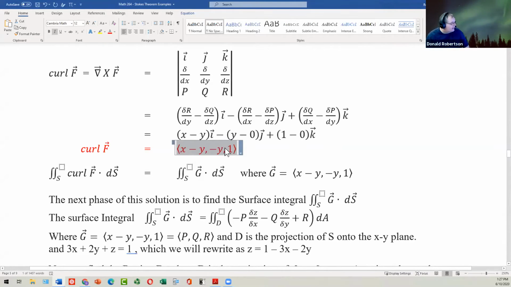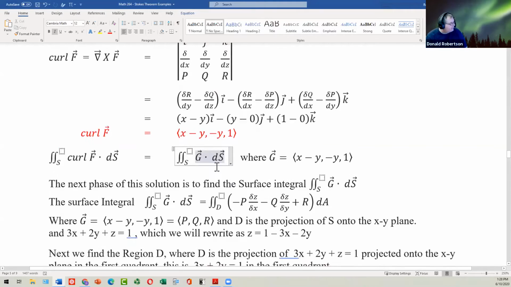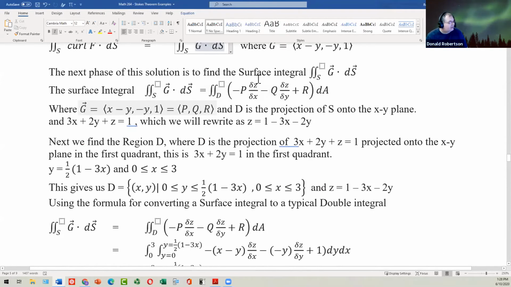So that guy there, I'm going to call him G. So this surface integral can also be written as this surface integral. It's just convenience. So the line integral has now been converted into a surface integral, this one here. The next phase is to find out what the surface integral is equal to. Well, the surface integral gets converted into a normal, good old-fashioned double integral. You know, the 0 to 1 thing.